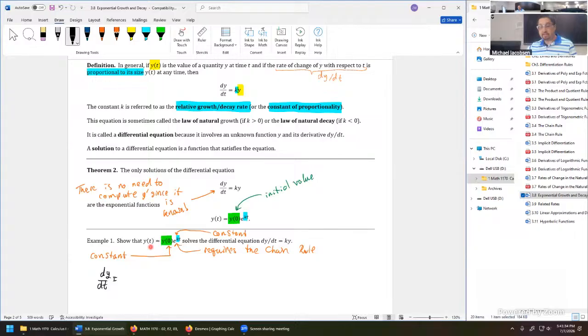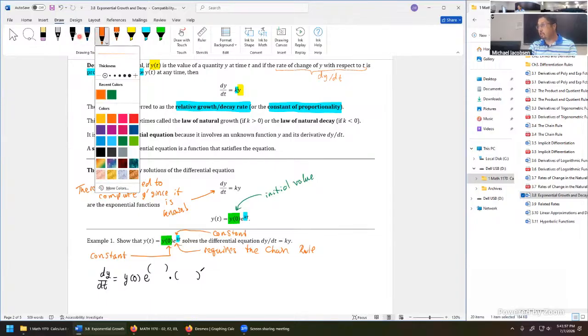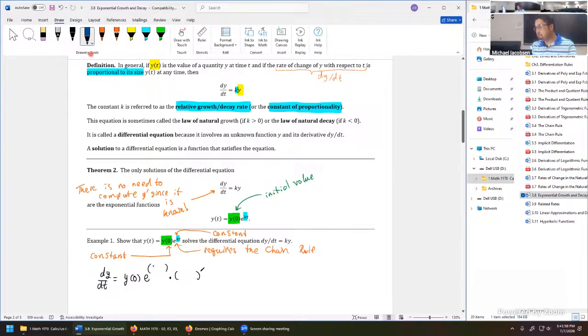Dy dt is going to be first, through the constant multiple rule, just y at 0. So that value is left untouched because it's multiplying the base e exponential. Next, when we differentiate that through the chain rule, we get e to the power of the inner function times the derivative of the inner function. Let's write in that inner function as k times t.